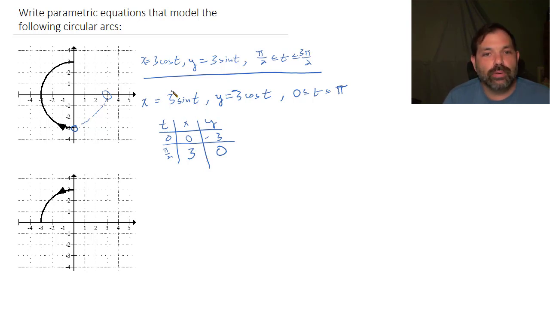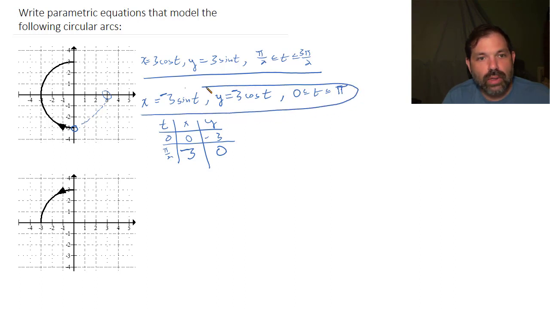Alright, so what we need to do is adjust it a little more. Let's put a negative here and a negative there, so that would then give me (-3, 0). So this also works. One thing to understand about parametric curves is that there might be more than one way to write parametric equations that give us the same graph.